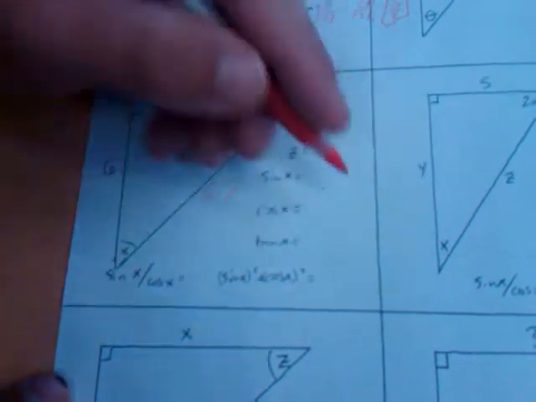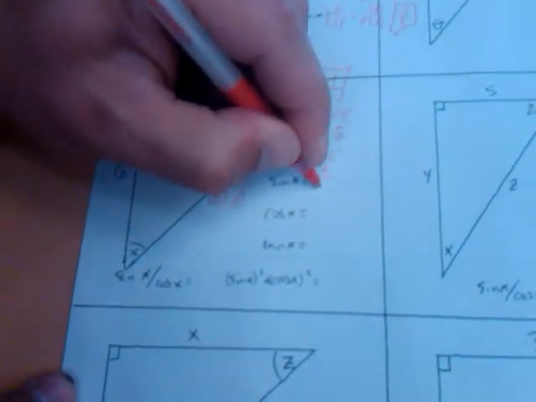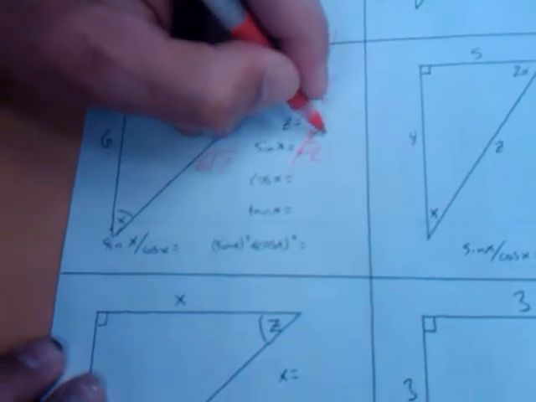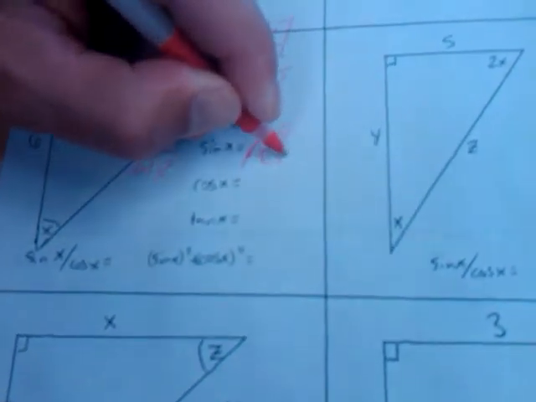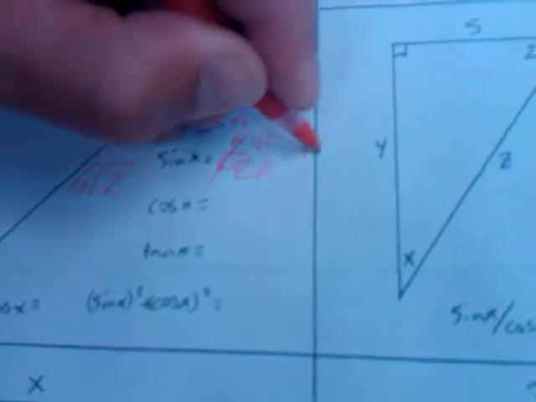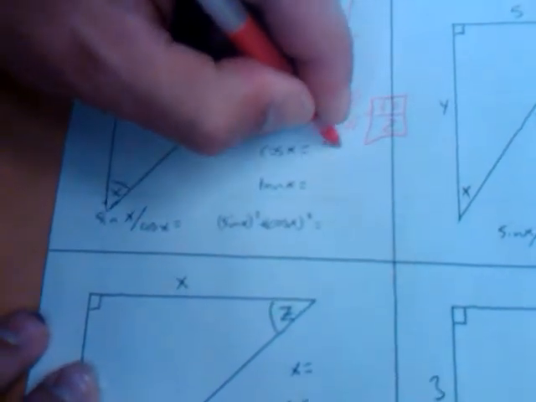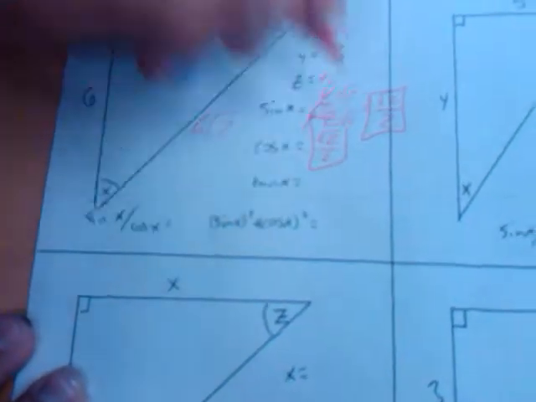Sine of x, what we get is opposite over hypotenuse, 6 over 6 square root of 2. 6 is canceled, this becomes a 1. We have to rationalize the denominator, so we get the square root of 2 over 2. Piece of cake. Okay, cosine of x. Again, we get 6 over the 6 square root of 2. You see that? The adjacent over 6 square root of 2, we get exactly the same thing, which means the cosine will be exactly the same thing.